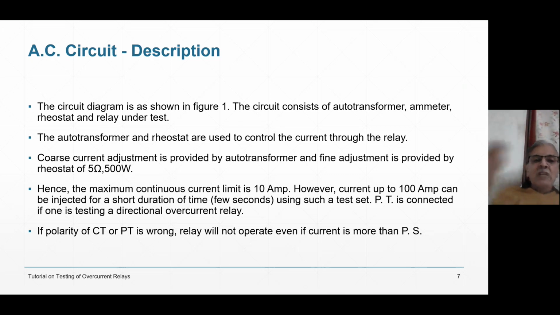And I've got a 25 by 5 CT, which means 5 times less, means 20 ampere will pass through the relay. If I set the relay at 1 ampere, I can check the relay up to PSM equal to 20, which is more than enough. Because beyond PSM equal to 20, nobody would like to test. Because beyond PSM equal to 20, the time of operation is constant. So this is about figure 1.